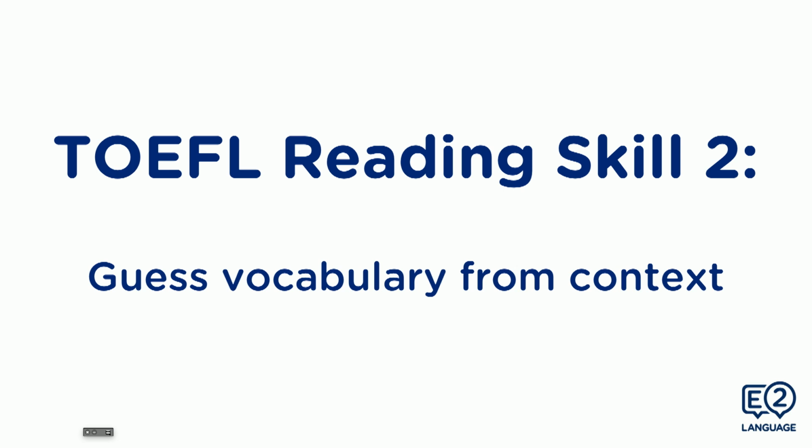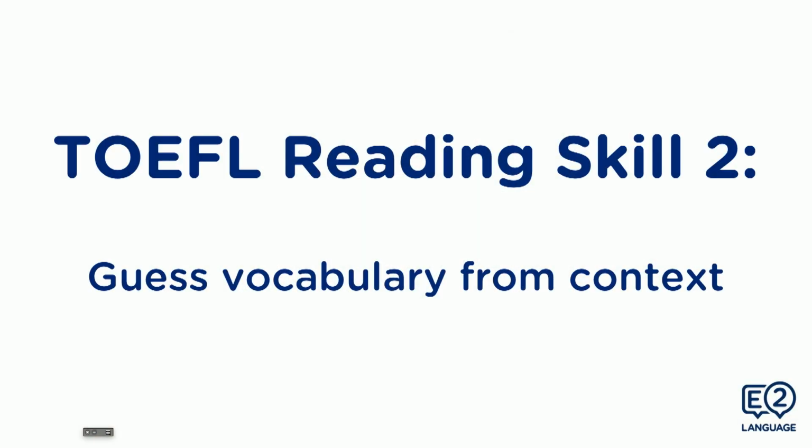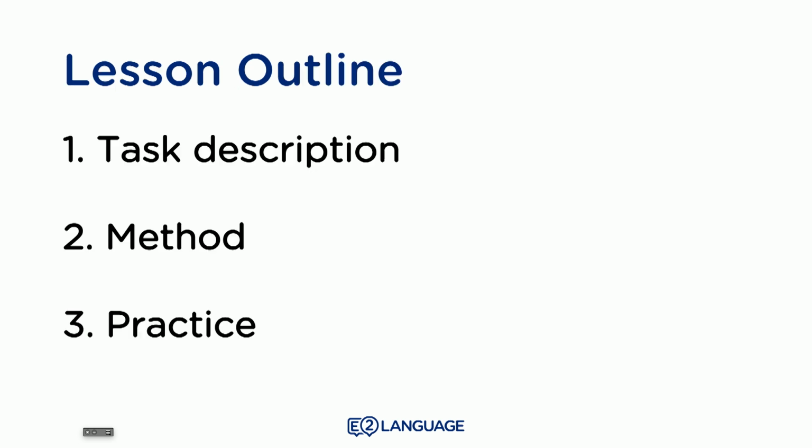In this lesson, we're going to look at TOEFL Reading Skill number 2, which is guess vocabulary from context. This one's pretty straightforward, but nevertheless, let's have a close look at it. So, the objective of this lesson is to understand the question type and learn how to answer it accurately, okay?